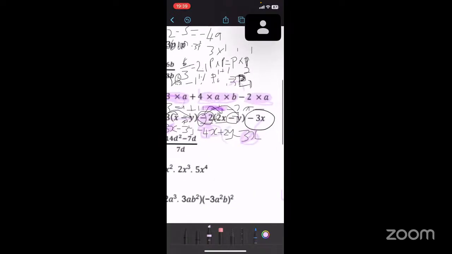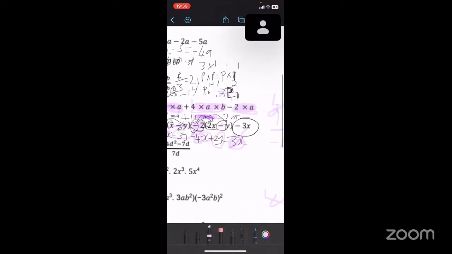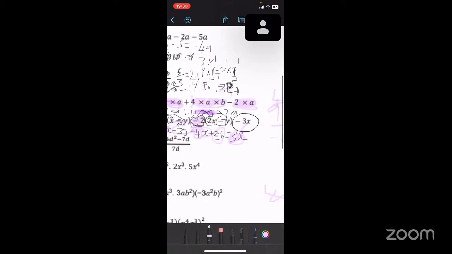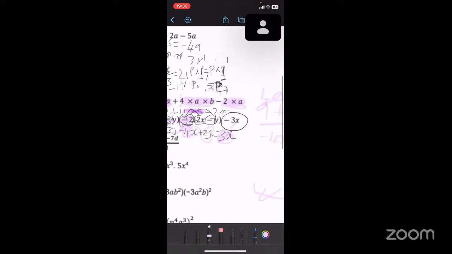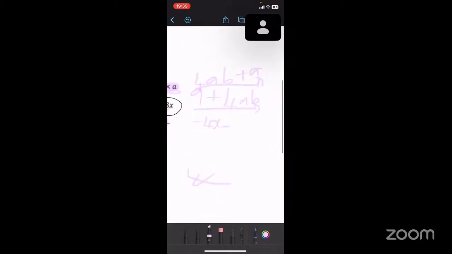And then the 2 is going to add up with that negative 3. Then we're going to end up having minus 1y, which is the same as minus y because we can never write 1y. So the final answer would be minus 4x minus y.